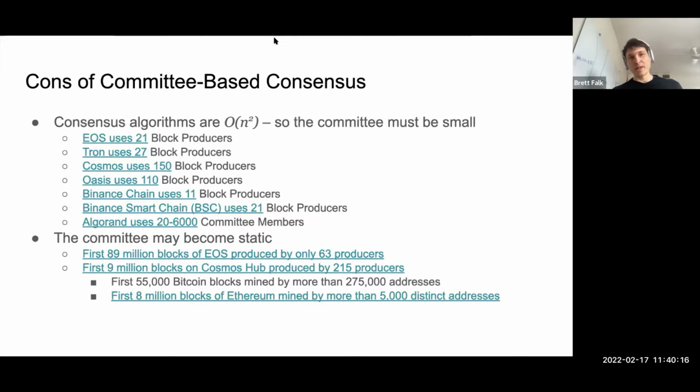In the first 89 million blocks they produced, they only had 63 different block producers produce all of them. And even Cosmos, which does a little better, the Cosmos Hub, had only 215 block producers for the first 9 million blocks. By contrast, Ethereum's first 8 million blocks were mined by more than 5,000 distinct addresses. And Bitcoin, if you count the number of addresses that were paid out in block rewards, you get up to about 275,000. And so these committee-based consensus protocols are much more centralized than the alternatives.